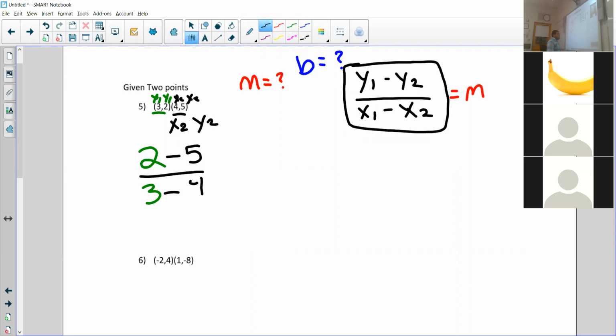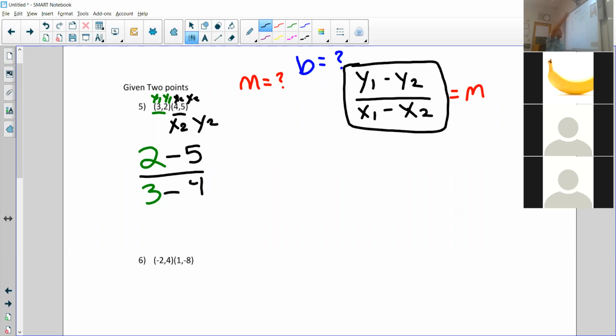Wait, you want us to find the y equals mx plus b situation? Yeah, that's the overall end goal. But before we can find that, we need to find M, slope, and B. Yeah, we have to find slope. Yeah, we got to find slope.